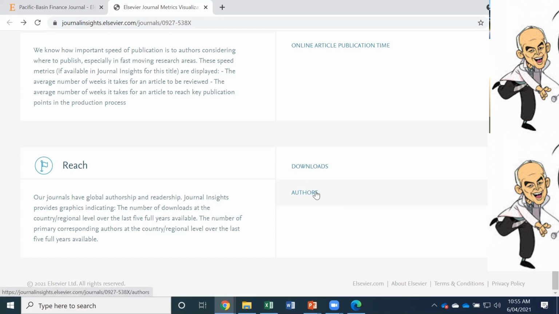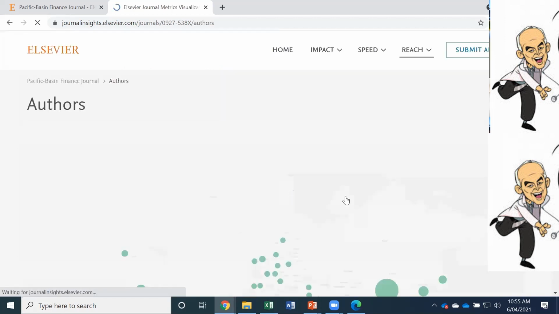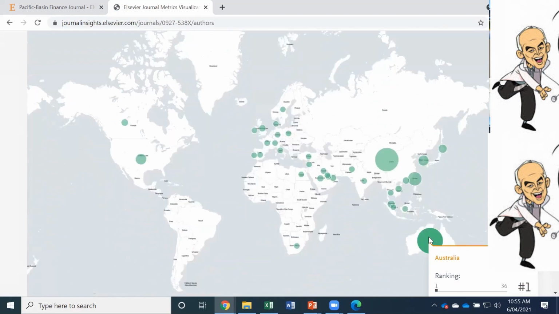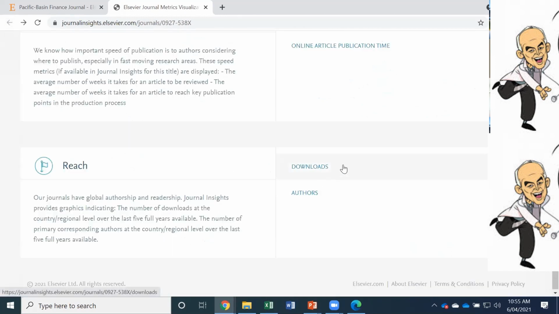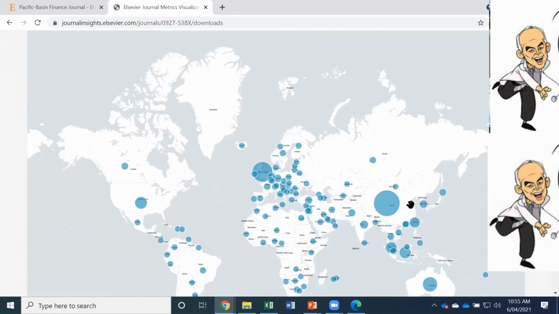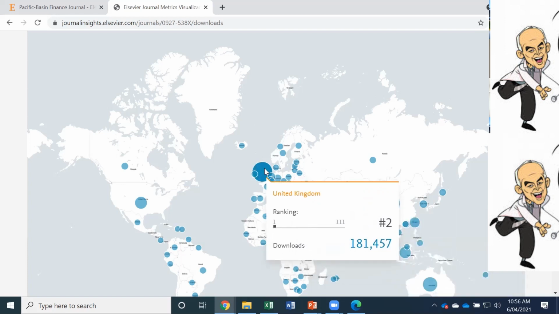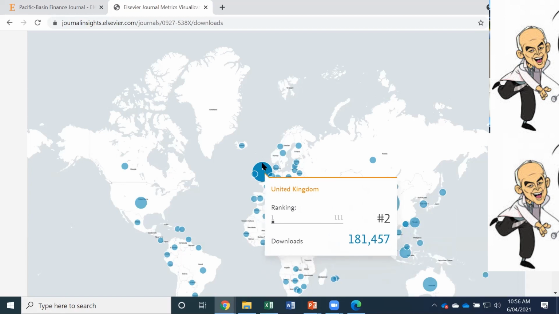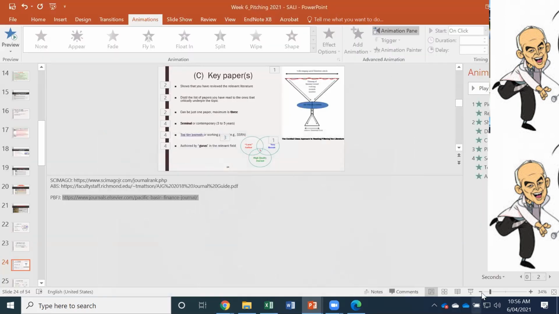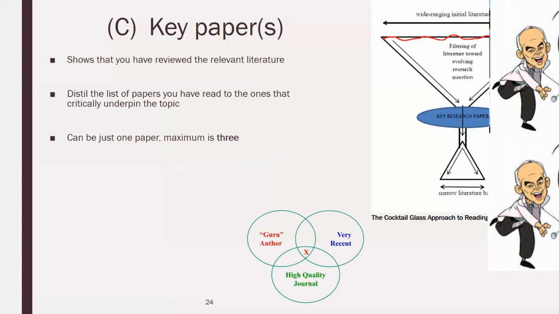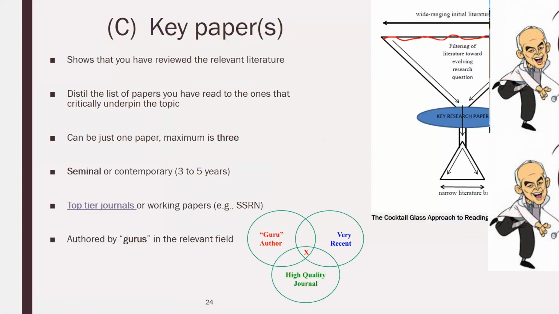Okay, one more thing: we can also see the reach of the journal. Who are the authors publishing in this journal? You can see that in Australia and in China, Pacific Basin Finance is really favored by the community. Who is downloading papers from this journal? Australia and China. Most of the highest downloads are coming from China, and we can understand it's considered one of the top ranked journals in China. So if you publish there, then you are considered an esteemed researcher. But you see who is downloading. In the United Kingdom, people are not publishing in Pacific Basin Finance, but they are downloading the papers from this journal. So I hope you look into these insights about particular journals to pick journals that are really of high quality.